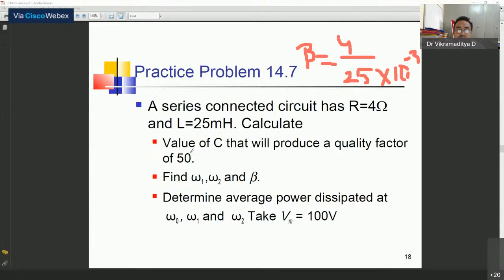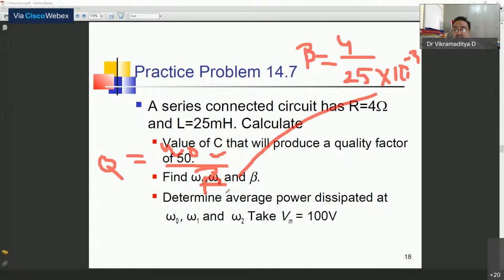Now you calculate the value of C. You know that the quality factor Q, which is given as 50, is nothing but omega naught upon beta. You have already calculated beta from here, and omega naught is nothing but 1 upon under root LC. L you know, 25 into 10 to the power minus 3. Now just use your scientific calculator and calculate the value of C. Once you have calculated C, then you can calculate omega 1 and omega 2. These two formulas I have already given you for an RLC series circuit.